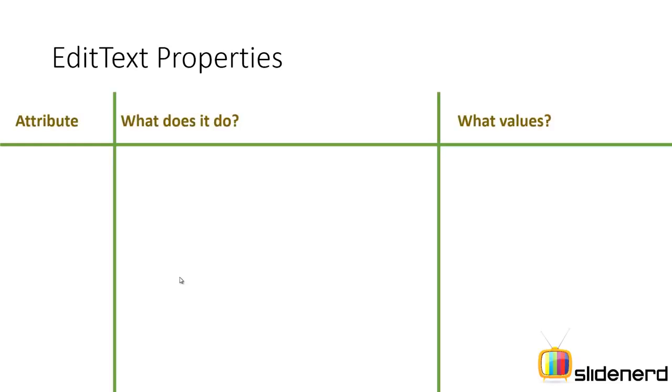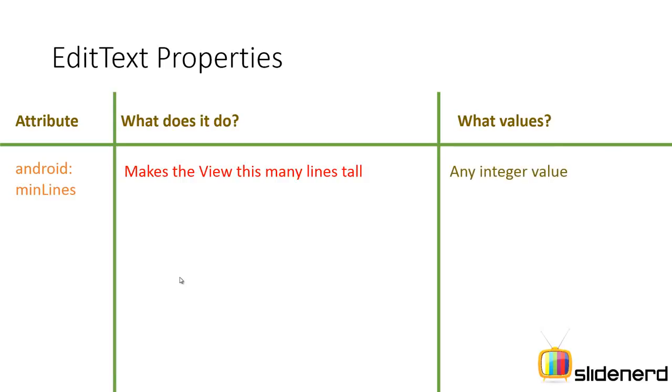So here what I have is Android min lines. This is the first attribute that I want to talk about. Nothing great about this, it simply makes the edit text that many lines tall as the value you specify. Now I'm going to show you in Android Studio how this attribute works, but for now remember this: if you say Android min lines equals 3, your edit text is going to be 3 lines tall.